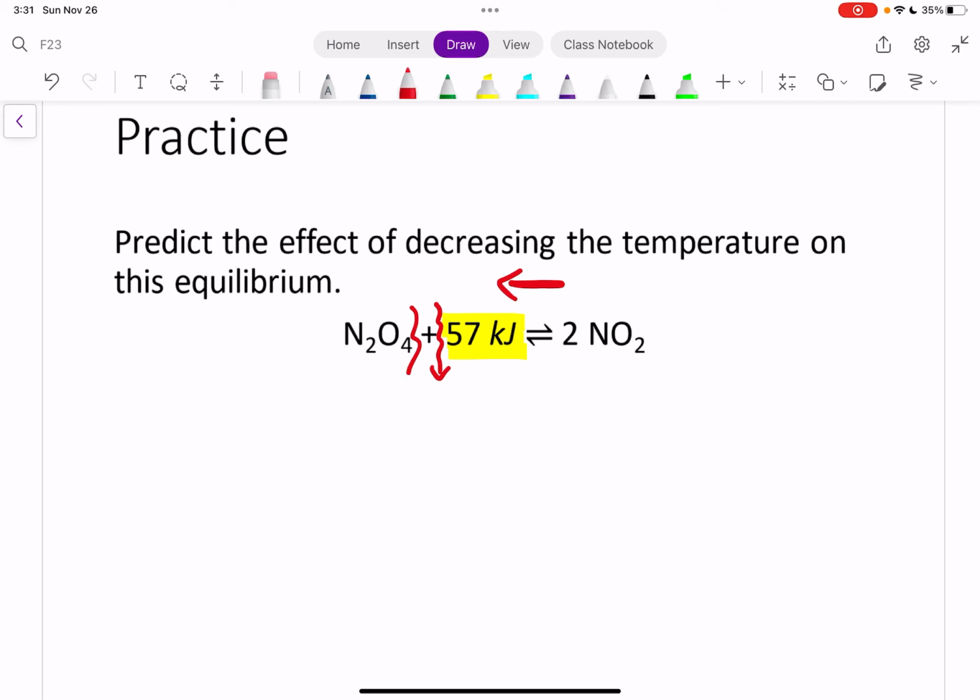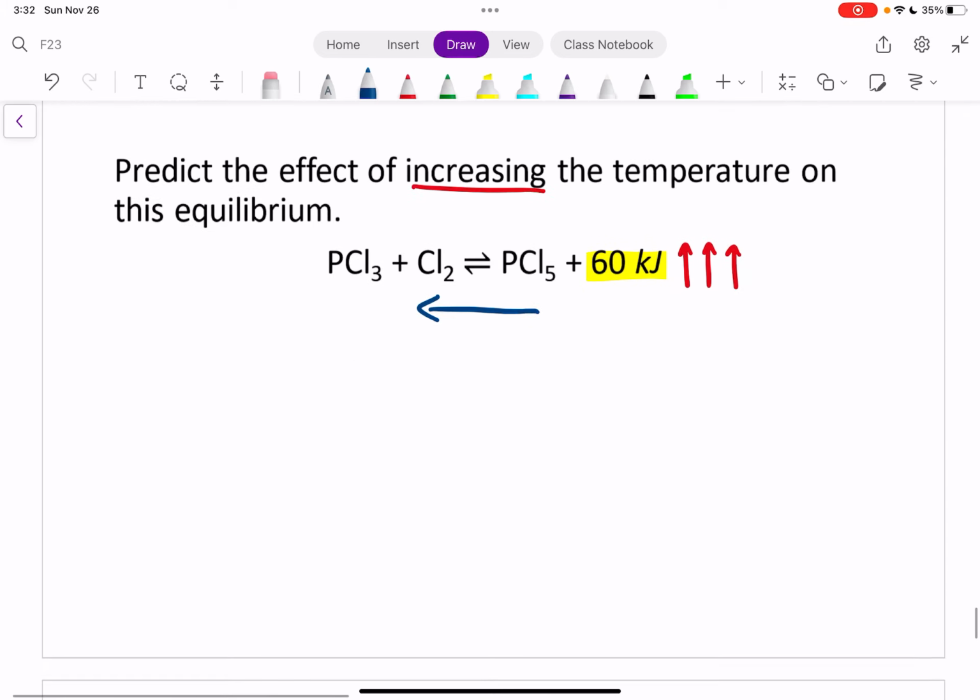Our reaction doesn't like that we decreased stuff on the left side. So it wants to increase the stuff on the left side again to get back to equilibrium. And that means it's going to shift to the left. So shifts left. And I think I forgot to write, shifts left up here.